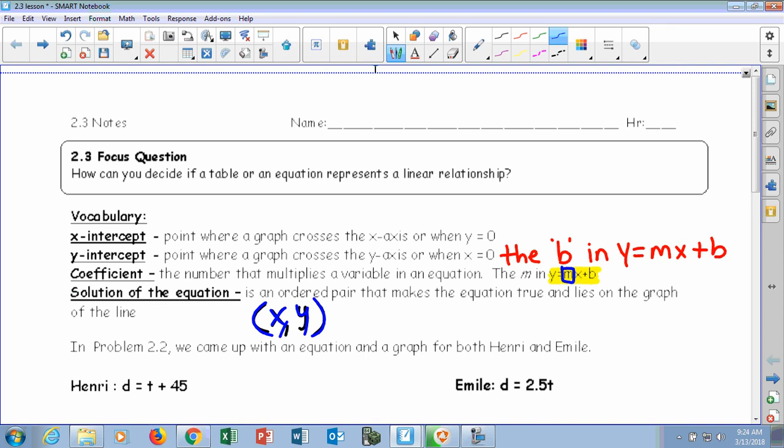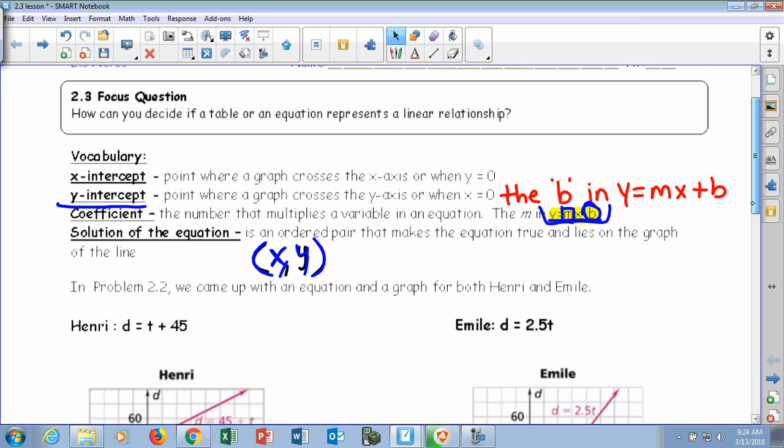And then again up here, the b in y equals mx plus b is our y-intercept. So when I ask what is the y-intercept when we're looking at an equation in that form, to find the y-intercept, you're going to be looking for your b, which is right here. Does that make sense to everyone? We'll get some practice with that as we go on today.